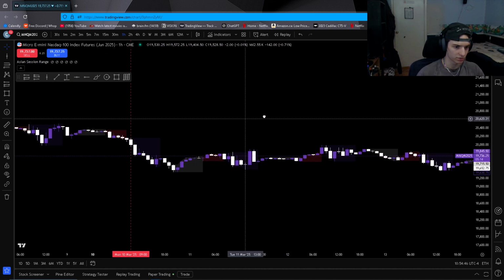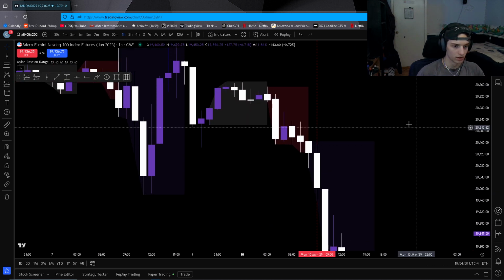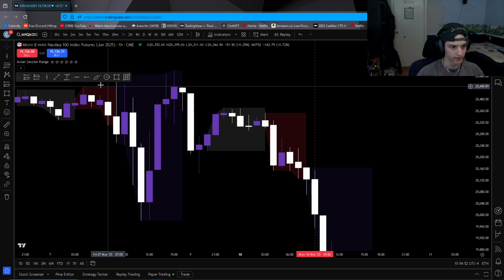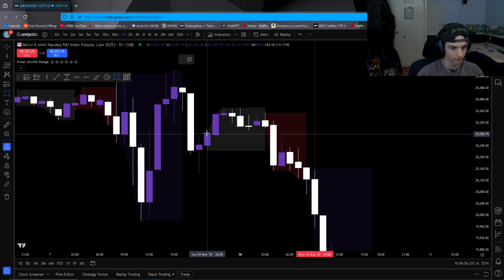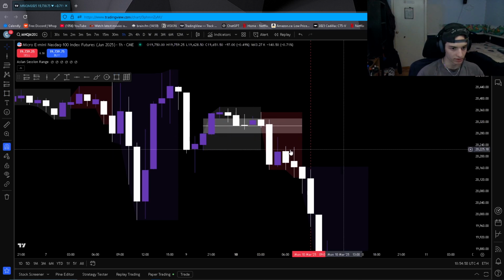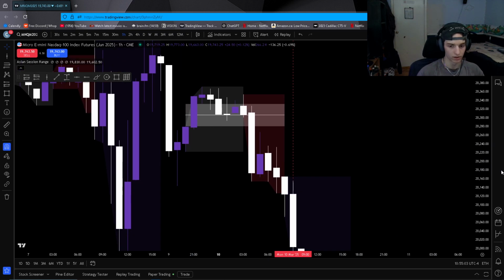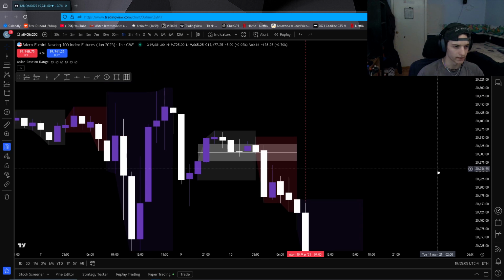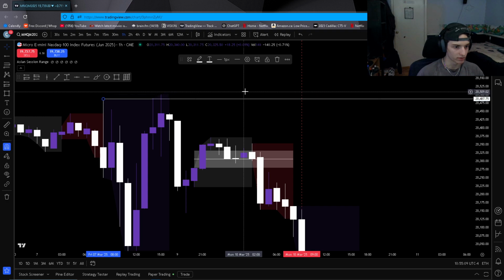Let's see what our bias would have been. So everything before that. What do I see? I see an inverse fair value gap. Okay, turn my magnet on. An inverse fair value gap here. I see a break of structure. What else do I see? I see liquidity that was swept up here.